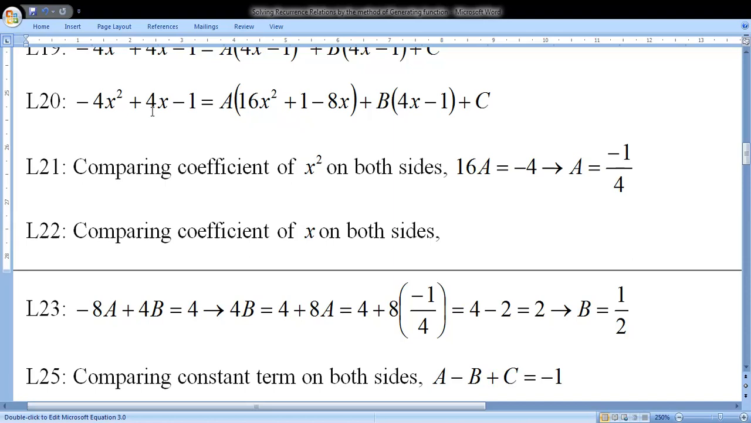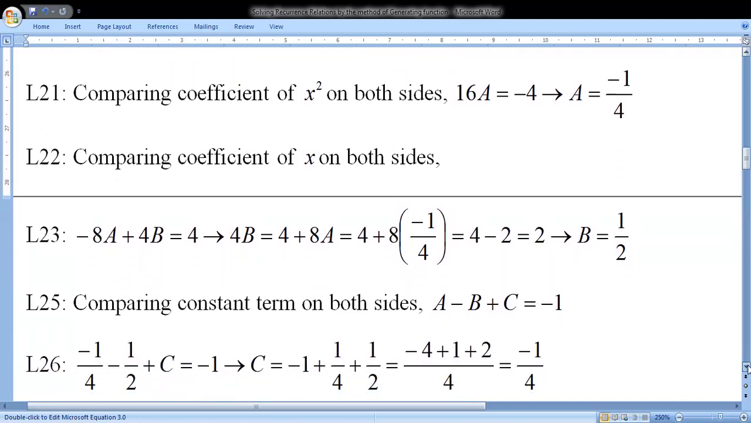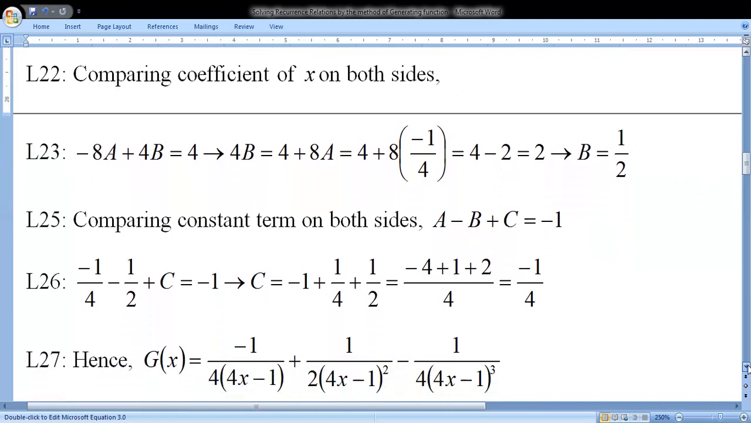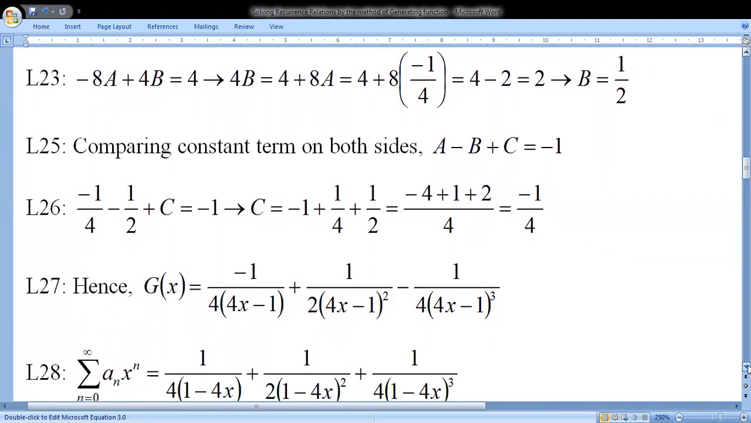And again, I have compared from line 20. I have compared constant term on both sides. On right hand side, constant term is a minus b plus c. On left hand side, constant term is minus 1. On substitution, the values of a and b, I got c value as minus 1 by 4 from line number 26. So as we have taken partial fractions, I have substituted a value in line 27, that is a is minus 1 by 4, and b value it is 1 by 2, and c value minus 1 by 4.